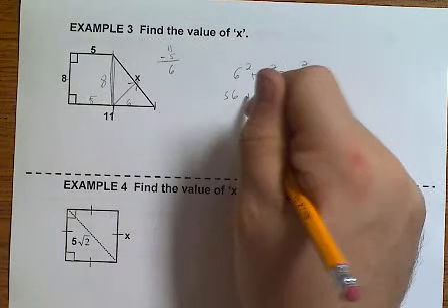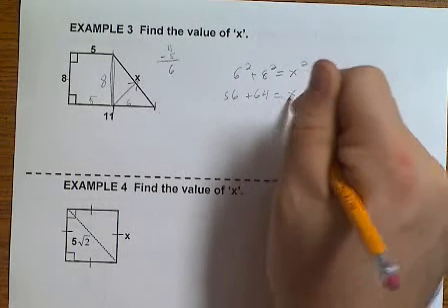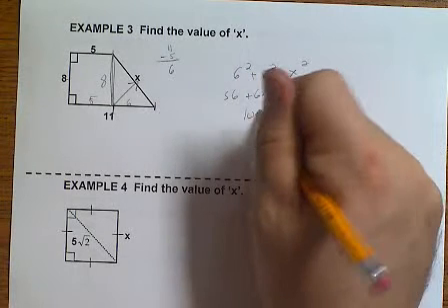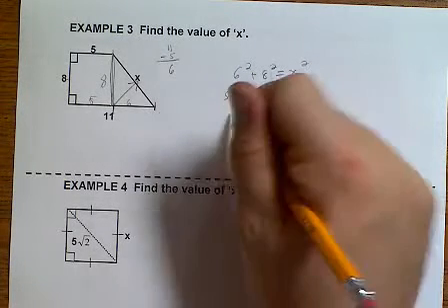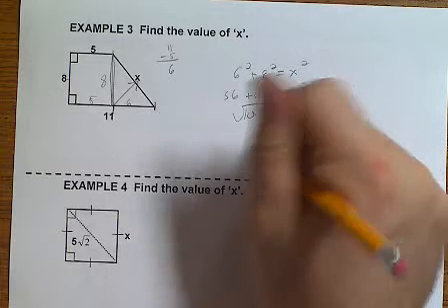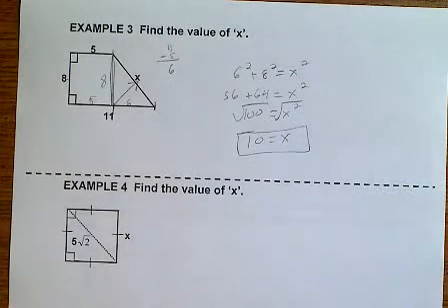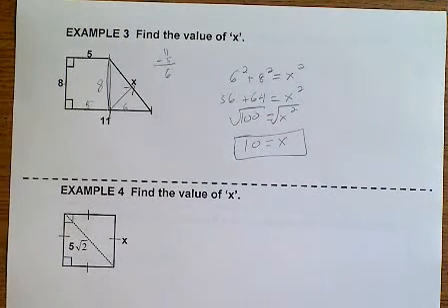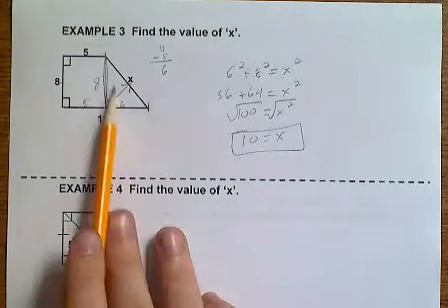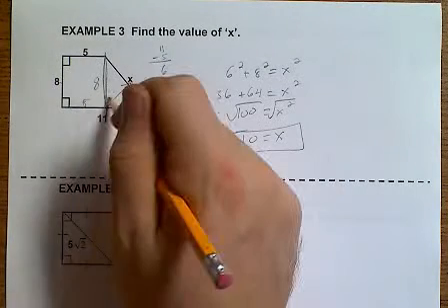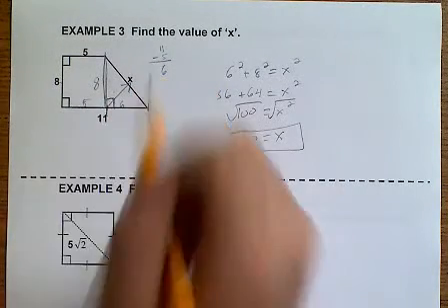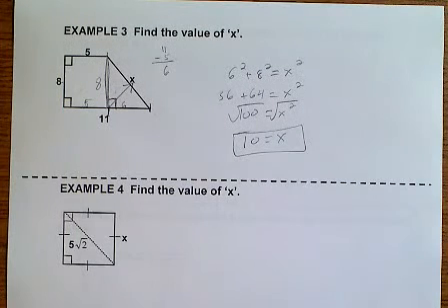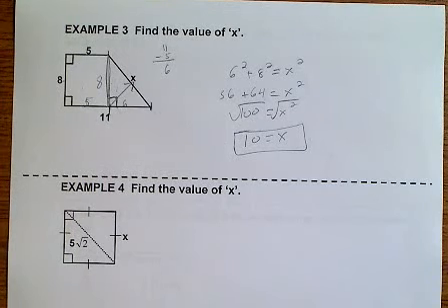36 plus 64 equals x squared. 100 equals x squared. So x must equal 10. Alright, so we didn't force this, we turned this into a rectangle and a right triangle, and then we found the side of the right triangle. Let's go and take a look at example number 4.